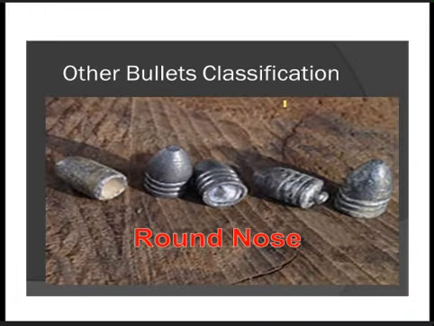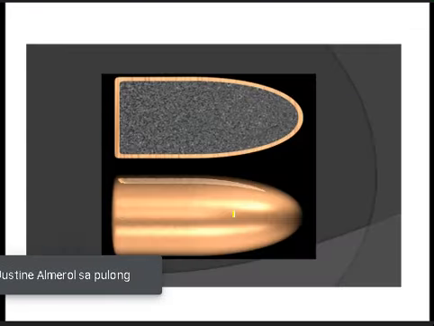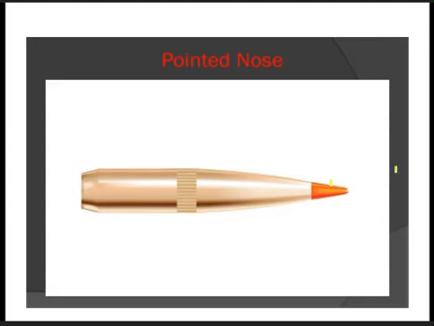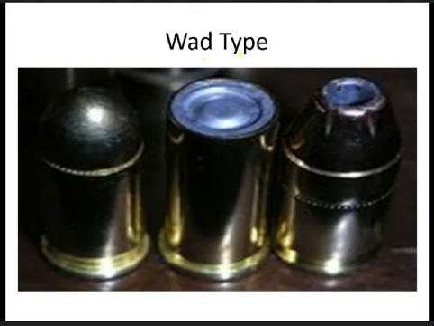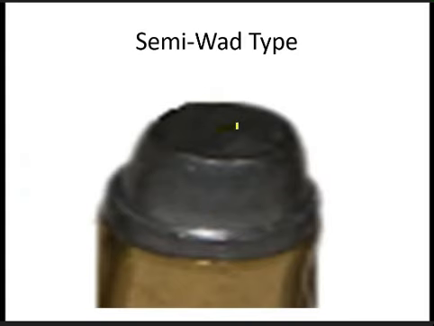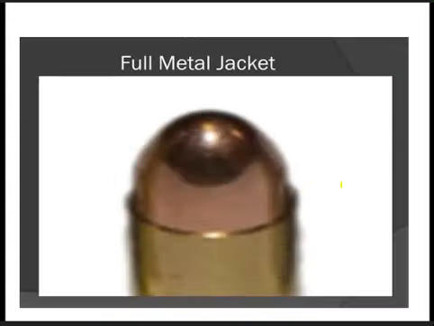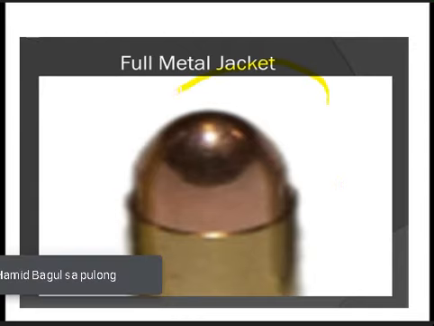Okay? Other bullet classifications: we have round nose, semi-round, still lead bullets. And then of course that is the dissection. And then sharp pointed. And then wad type. The wad type has a cut-out portion in the middle, designed for handgun, designed for short arm. Okay. And then semi-wad type. Full jacketed, meaning full metal jacket bullet, wrapped completely.